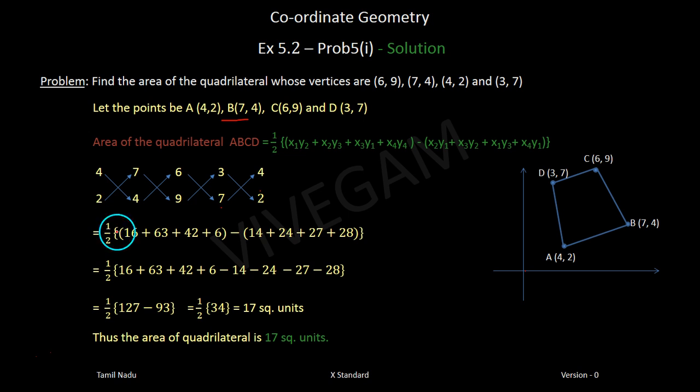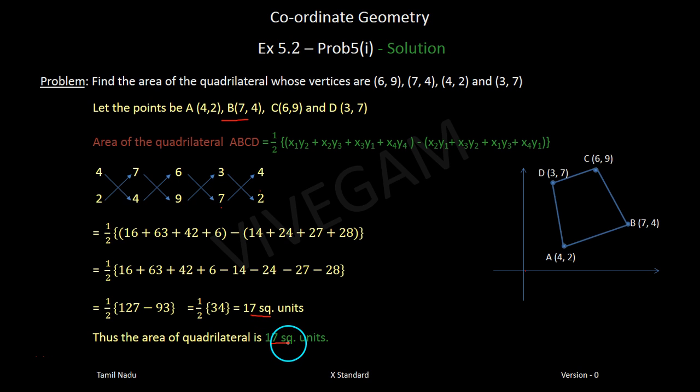So the area of the quadrilateral is half into 4 4s are 16, 7 9s are 63, 6 7s are 42, 3 2s are 6, minus, open a bracket, 2 7s are 14, 4 6s are 24, 9 3s are 27, 7 4s are 28. Now add up all these terms and subtract the bracket. That comes to 127 minus 93. 127 minus 93 is 34. So this into half is 17 square units. So the area of the quadrilateral is 17 square units.